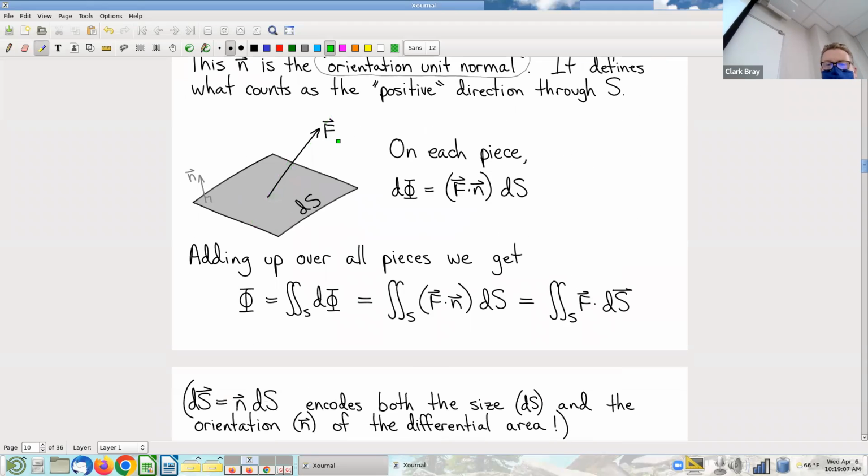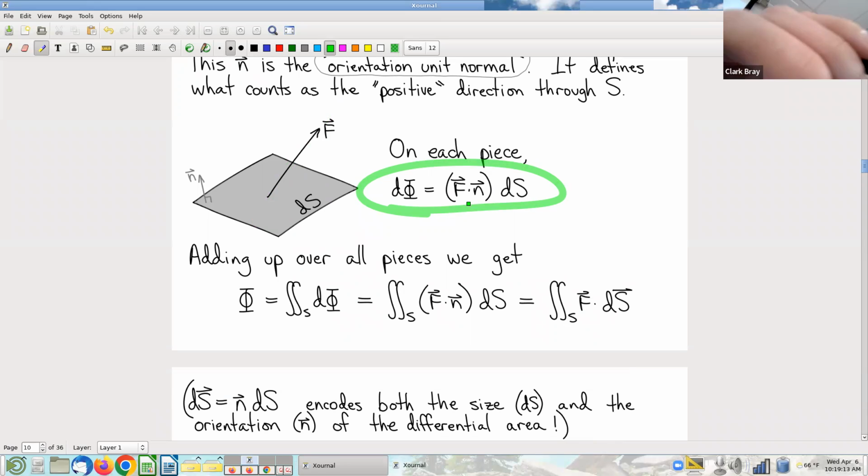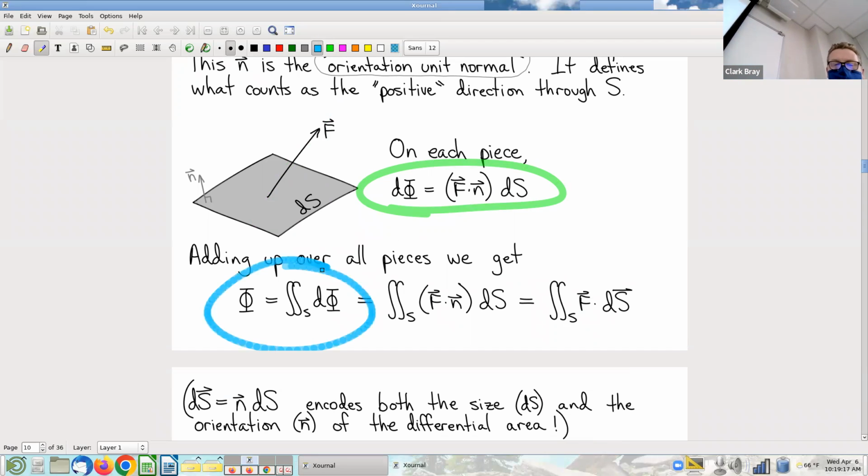And F dot N times the area, in this case, is that. So, this is all going to kind of come together here. And again, we're reviewing here, but chop it up, add it up. We have a whole surface. You chop it up into little pieces. You look at each piece separately.